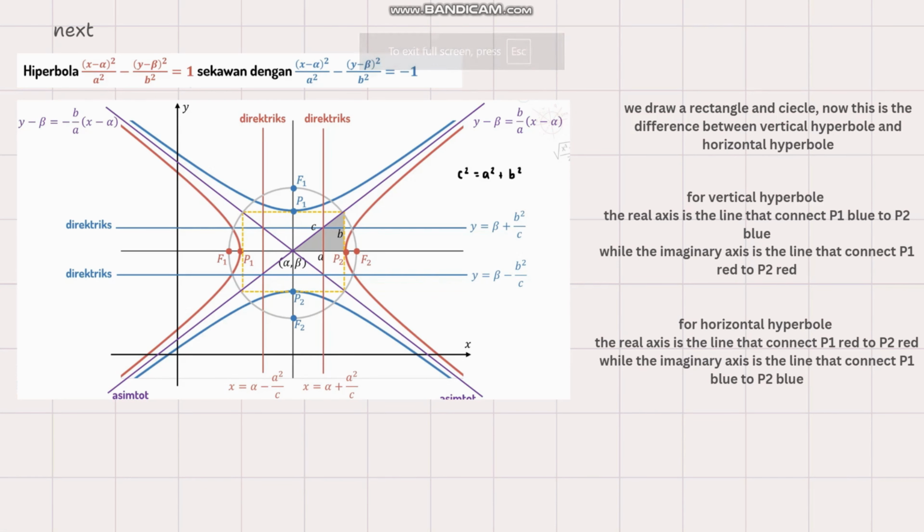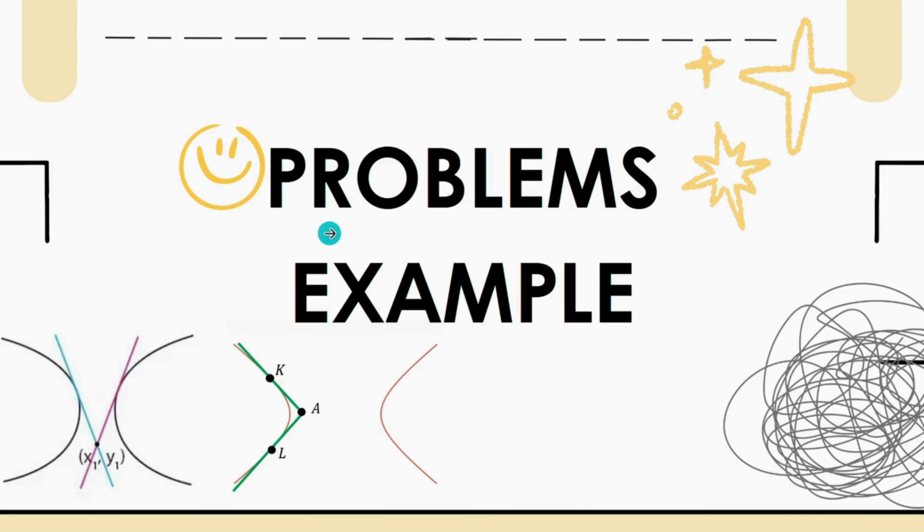And for the conclusion, the real axis and the imaginary axis of the conjugate hyperbola switch. If the horizontal hyperbola becomes the real axis, then the vertical becomes the imaginary axis. On the other hand, if it is the real axis in the vertical hyperbola, then it will be the imaginary axis in the horizontal hyperbola. And now we will talk about the problem examples.